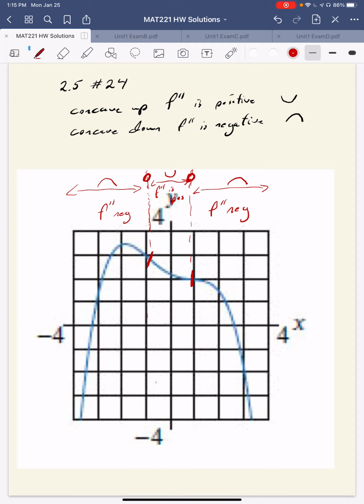So that means that my second derivative is going to have zeros right here on the graph. It's going to be positive between those two values, and it's going to be negative on either side of those two values. And so the second derivative graph can look like what I just drew there.